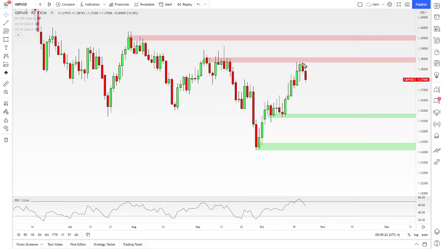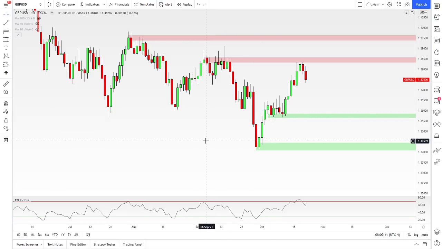Now, we could see some surprising change in data this week, which definitely could cause the pound to go in a new direction. But for right now, I am pretty much unbiased on the pound dollar, so I can't really give a clear, hey, here's trade setups that I love. Just being honest with you guys.